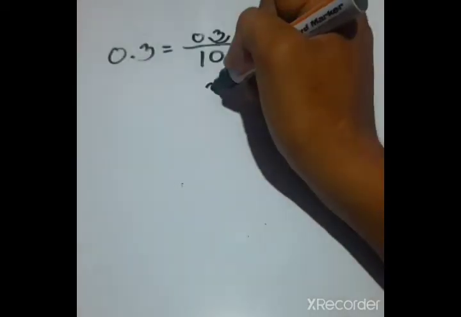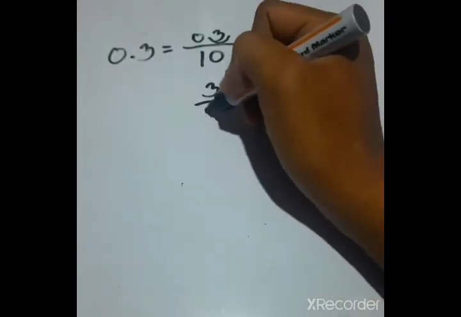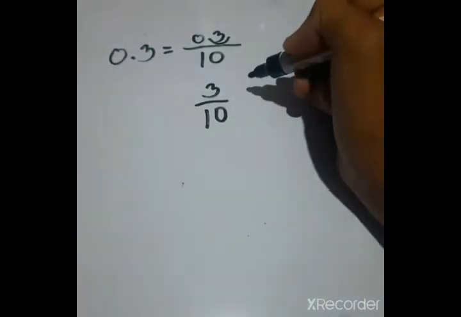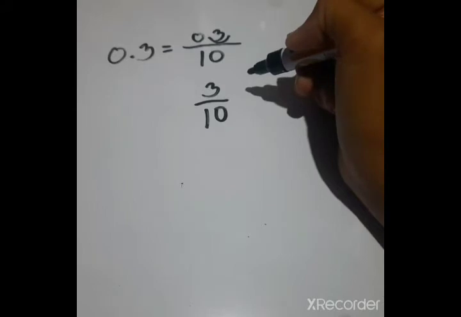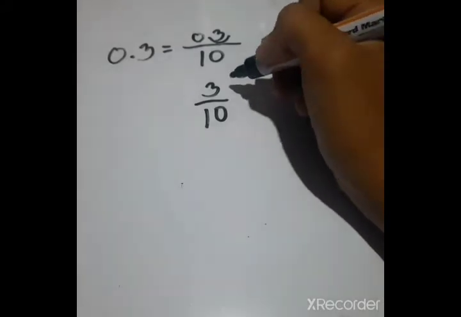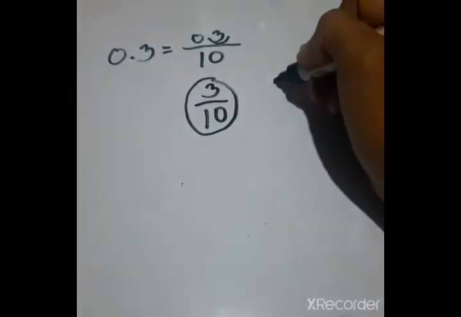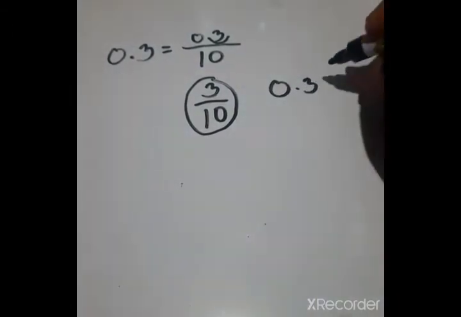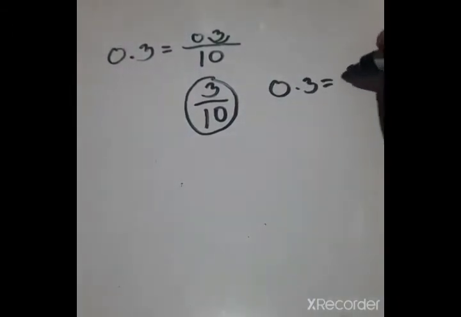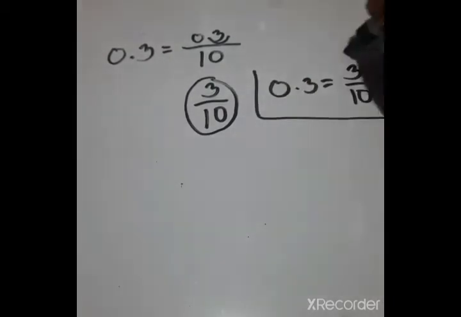So we will write 3 over 10, or 3/10. Now, since 3/10 doesn't have any greatest common factor, it's already in the simplest form. In other words, 0.3 is equivalent to 3 over 10. So there you have it.